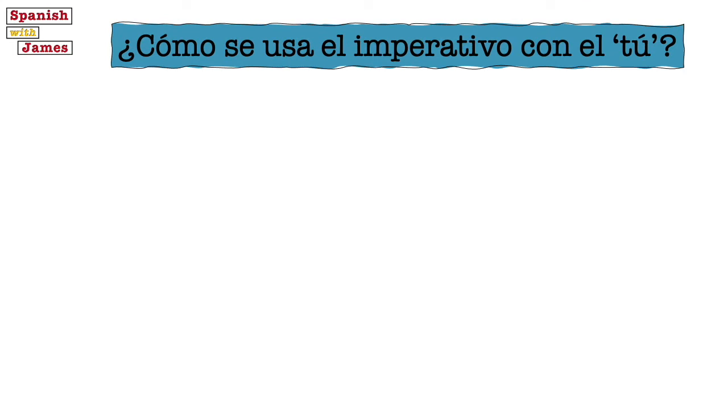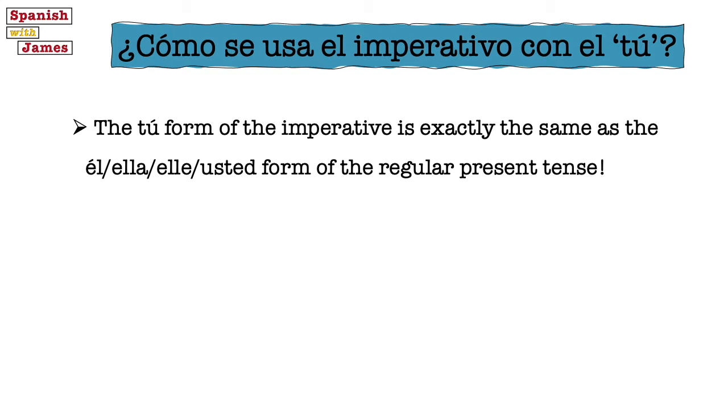¿Cómo se usa el imperativo con el tú? So first off, we'll look at how to use the imperative when we're speaking to someone in the tú form. So for the tú form of the imperative, it's exactly the same as the third person singular form of the regular present tense. So the same form of the verb you'd use for él, ella, the non-binary form, and usted.